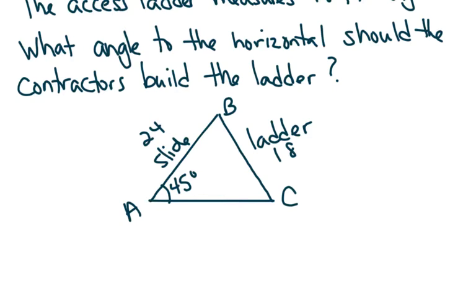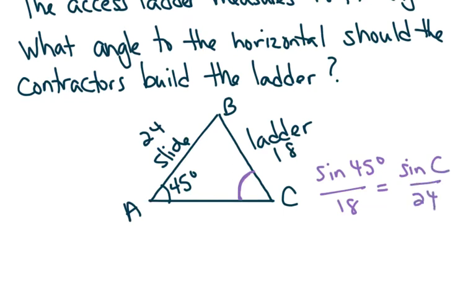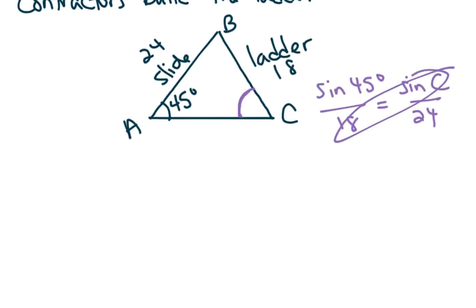We want to find out at what angle the contractor should build the ladder with the horizontal, so we're looking for angle C. The reason this is a law of sines problem is because in order to use the law of sines, you need to know a side and its corresponding angle. And I do. So the reason I called this triangle ABC was to help us see what sides and angles we were working with. So I know angle A and side A. I want to find angle C, but I know side C.